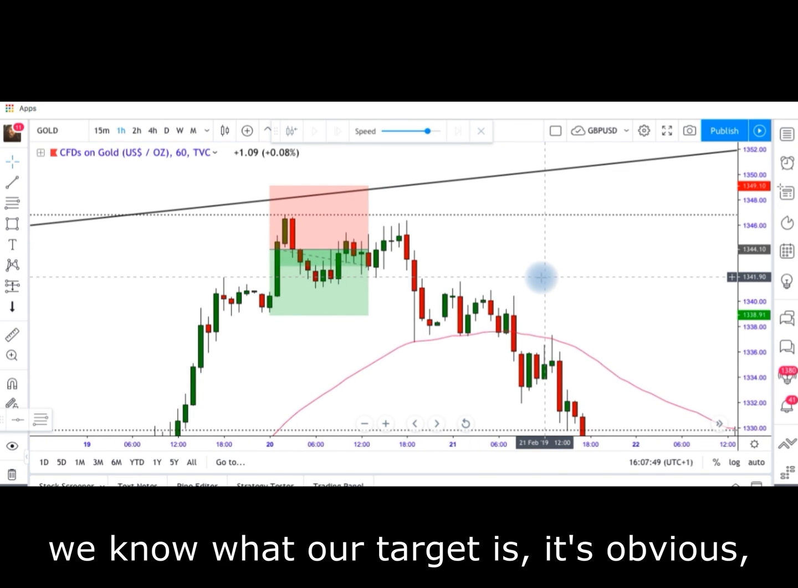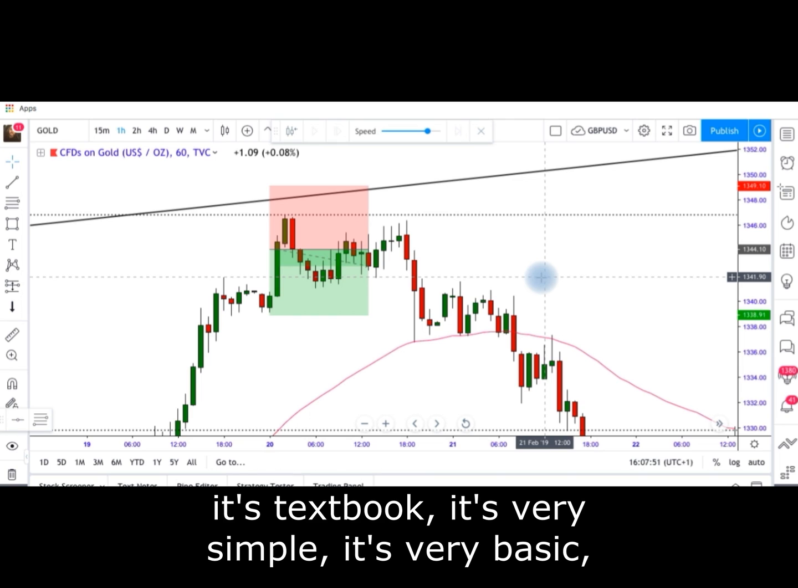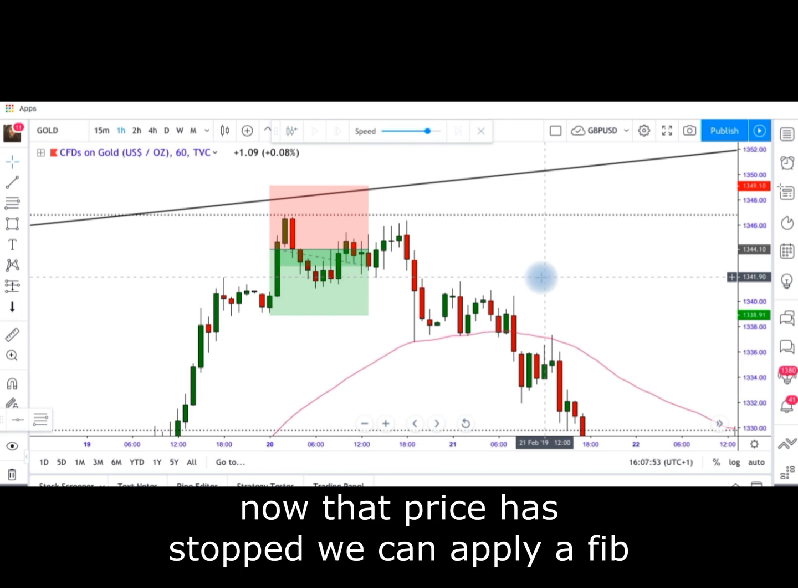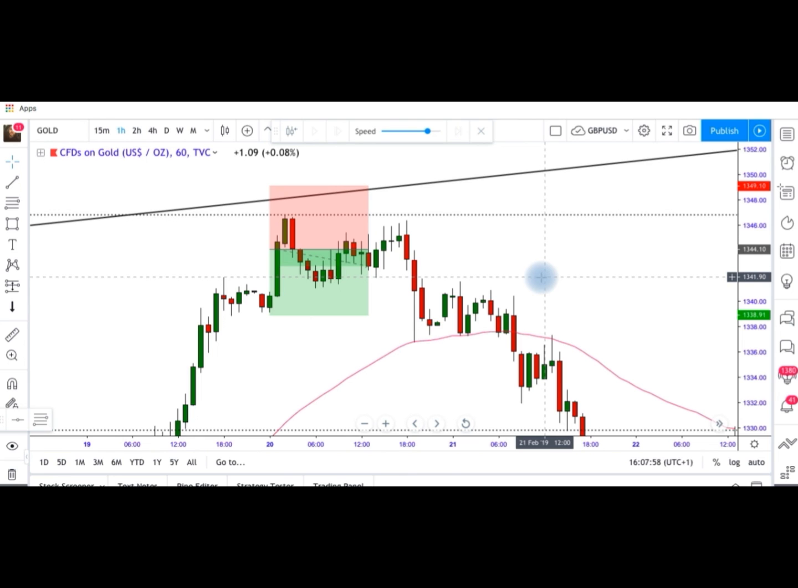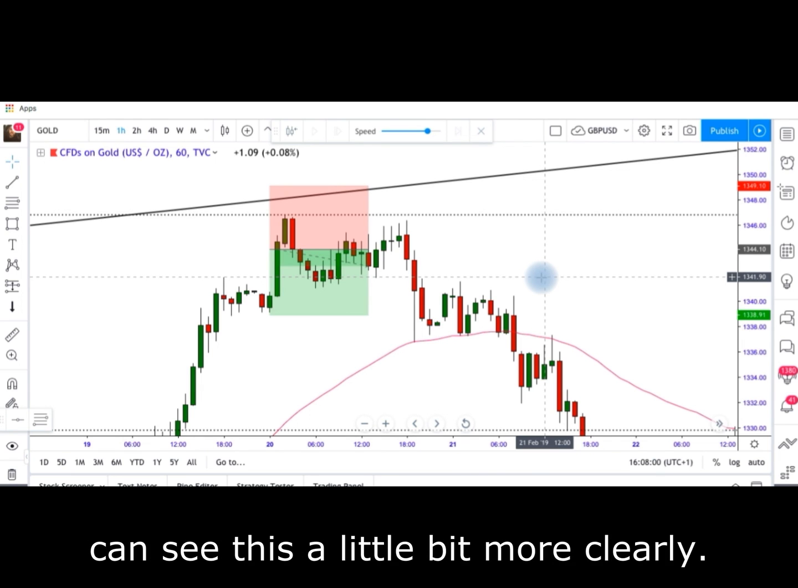Okay, now we don't need to question and wonder and look through all these different smallest time frames. We know what our target is. It's obvious, it's textbook, it's very simple, it's very basic. Now that price has stopped, we can apply a fib to get a longer term target. So let's now scale back out so that we can see this a little bit more clearly.